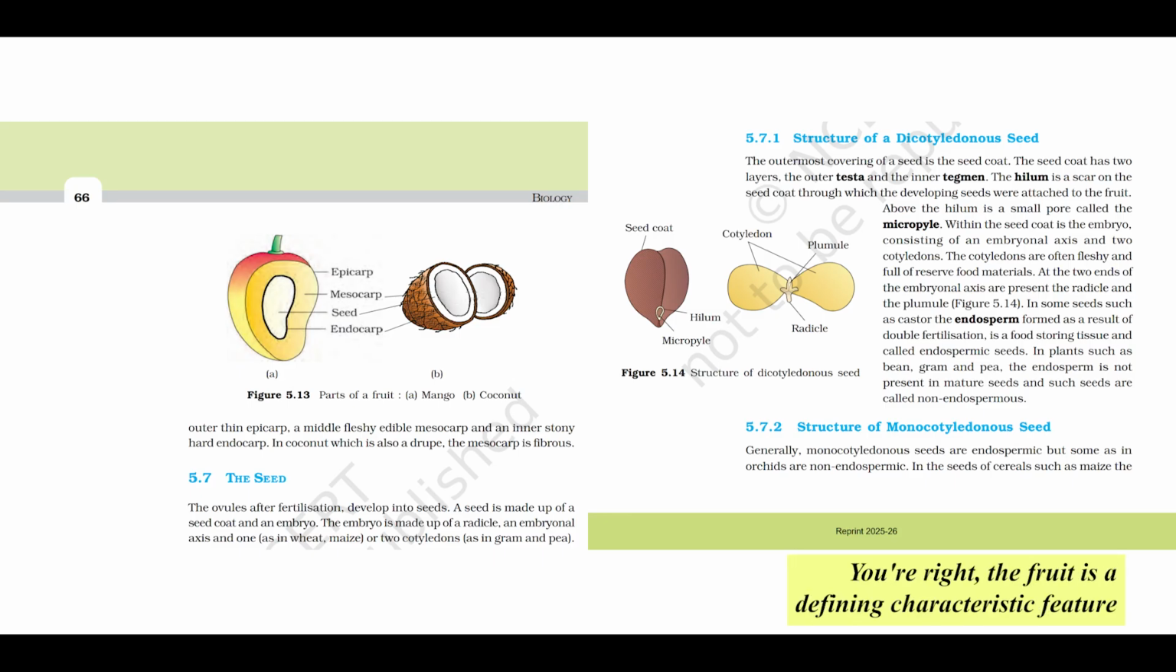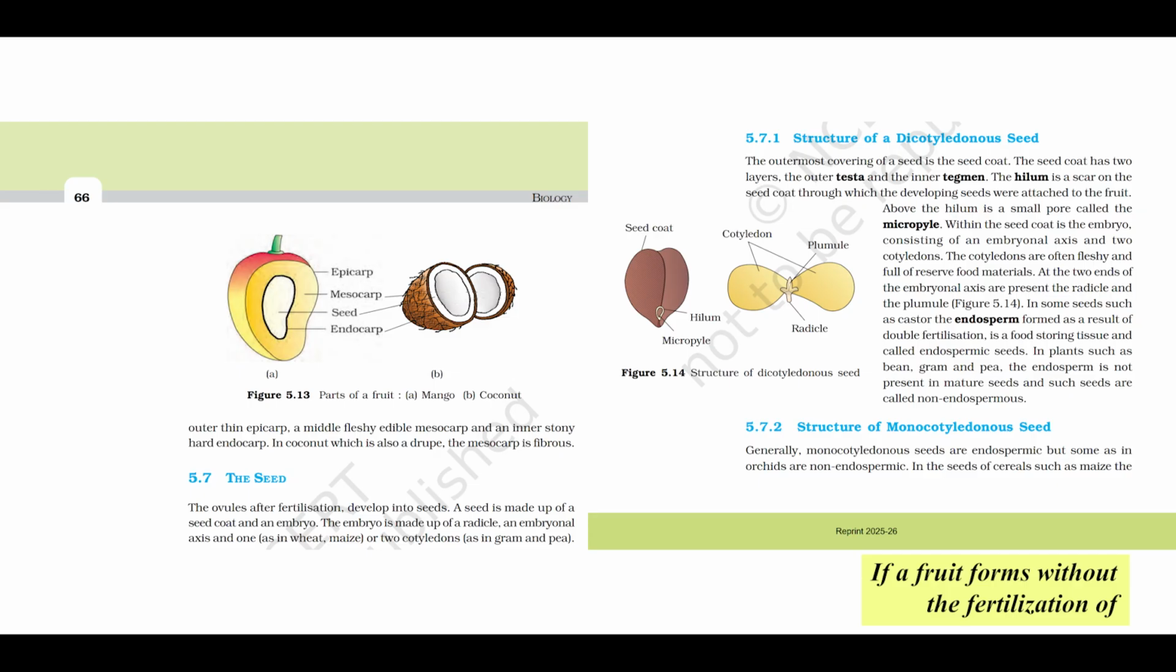You're right, the fruit is a defining characteristic feature of flowering plants, exclusive to angiosperms. Scientifically, it is defined as a mature or ripened ovary, which develops specifically after fertilization. This means the process of fertilization triggers hormonal changes that cause the ovary wall to swell and transform, protecting the developing seeds inside. Now, there's an interesting exception to this rule.